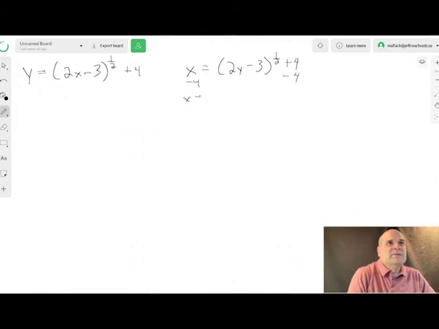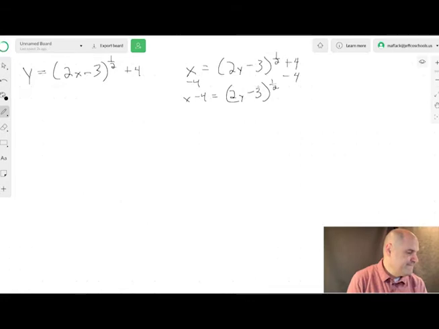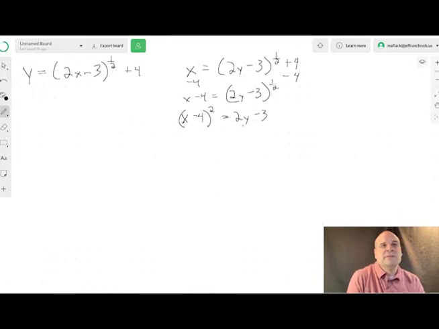So now we have x minus 4 equals (2y minus 3) all to the 1/2. If it helps, you can rewrite this in radical form. You don't have to be fancy, but we're basically trying to get rid of this 1/2 exponent. How do you get rid of a 1/2 exponent? You apply a 2 exponent. So you're going to square both sides, just like you did in the last one. So (x minus 4) squared, you need parentheses, equals 2y minus 3. It cancels, and you're just left with 2y minus 3.